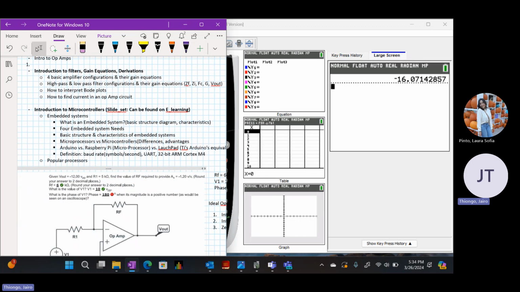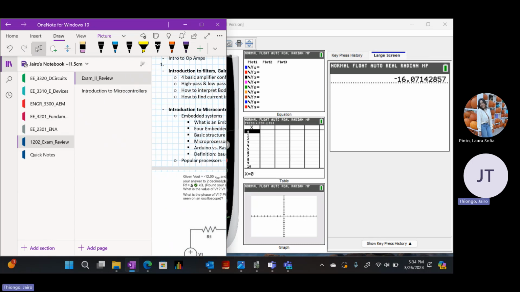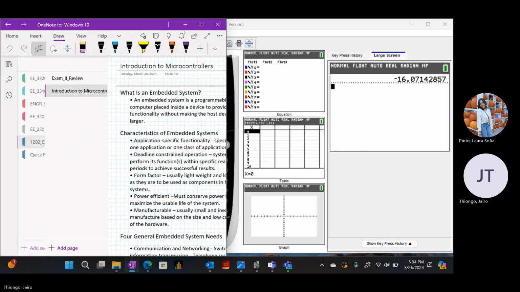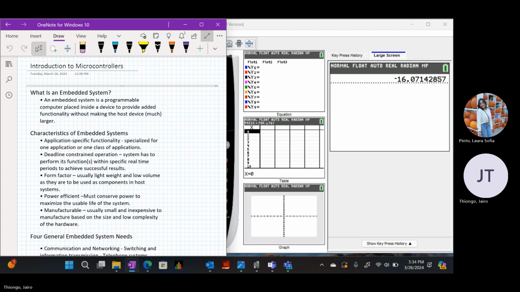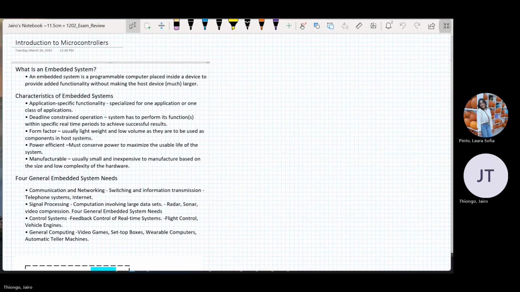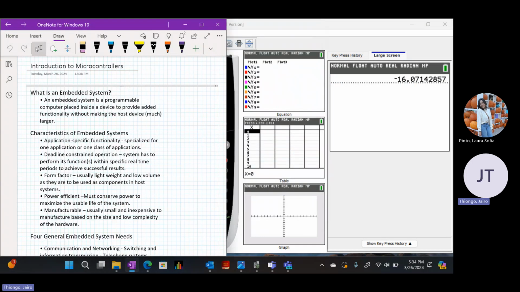Since the introduction to microcontrollers is mostly notes, I have some of them right here.